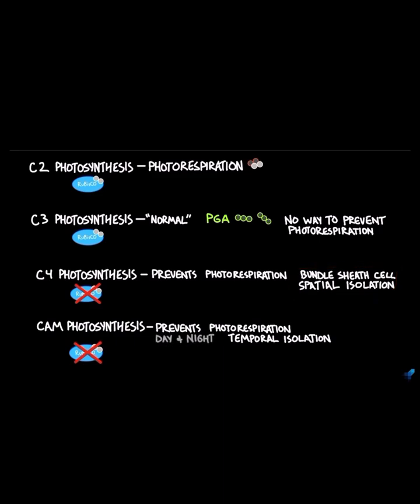Then lastly, CAM photosynthesis is dealing with the day and night cycle where the stomata are going to be open or closed. So think of a camera, right? And photographers are always worried about the light during the day and the night to get the perfect shot. So that's it. That's photosynthesis.